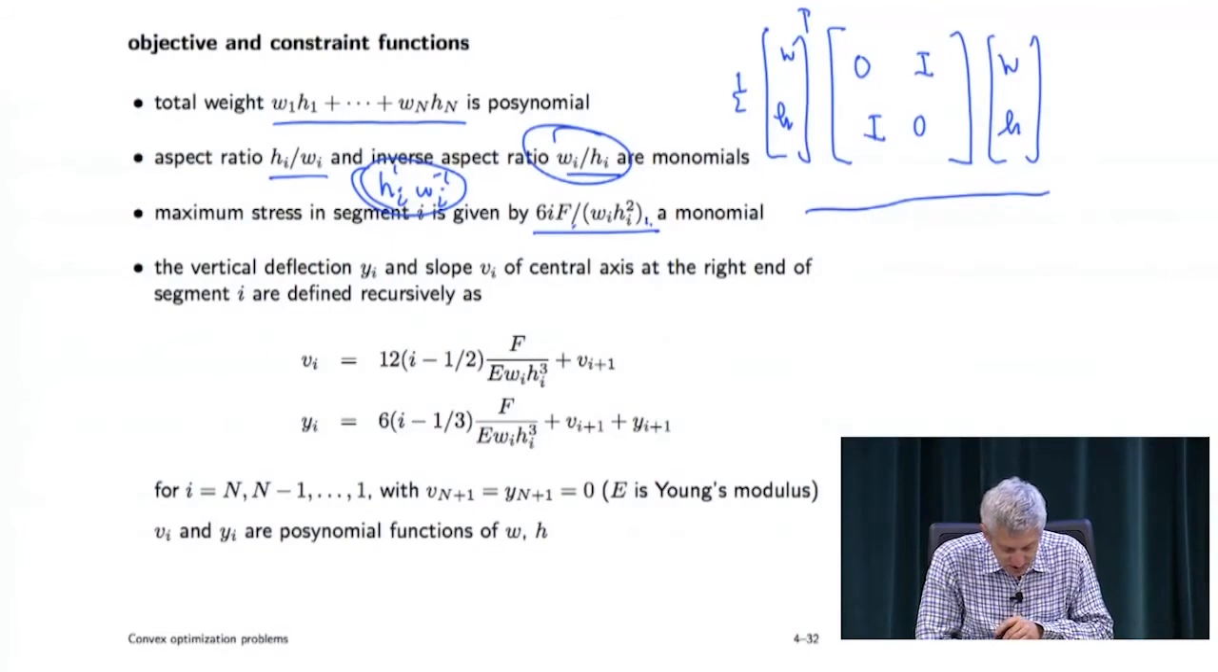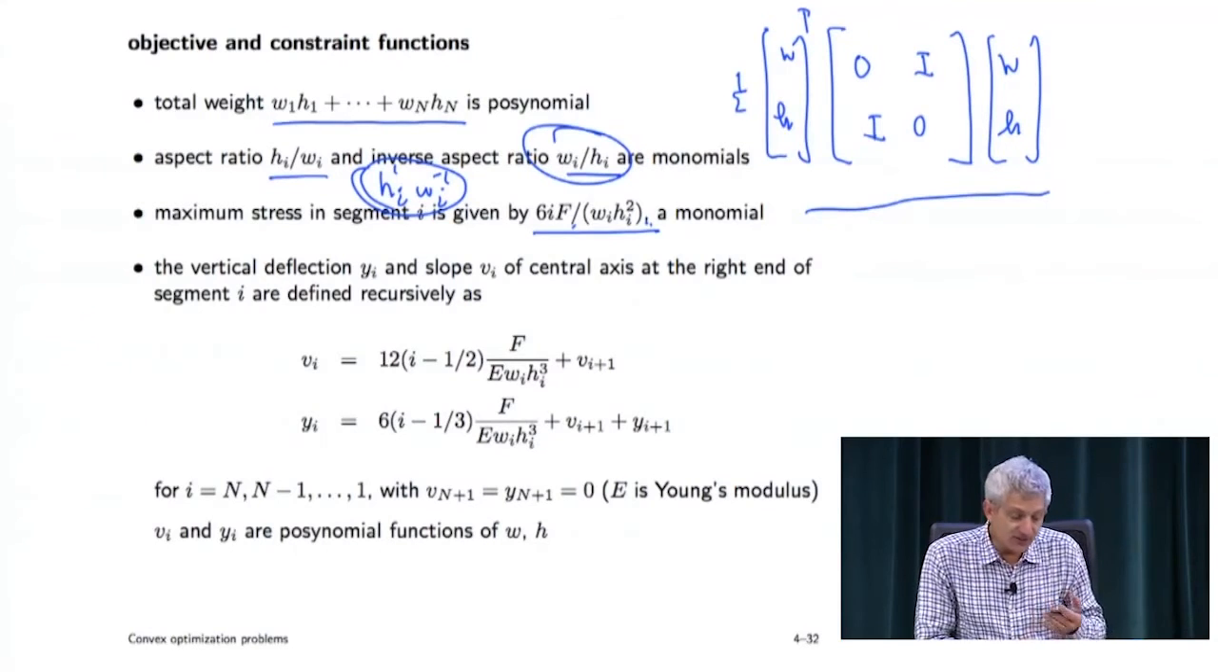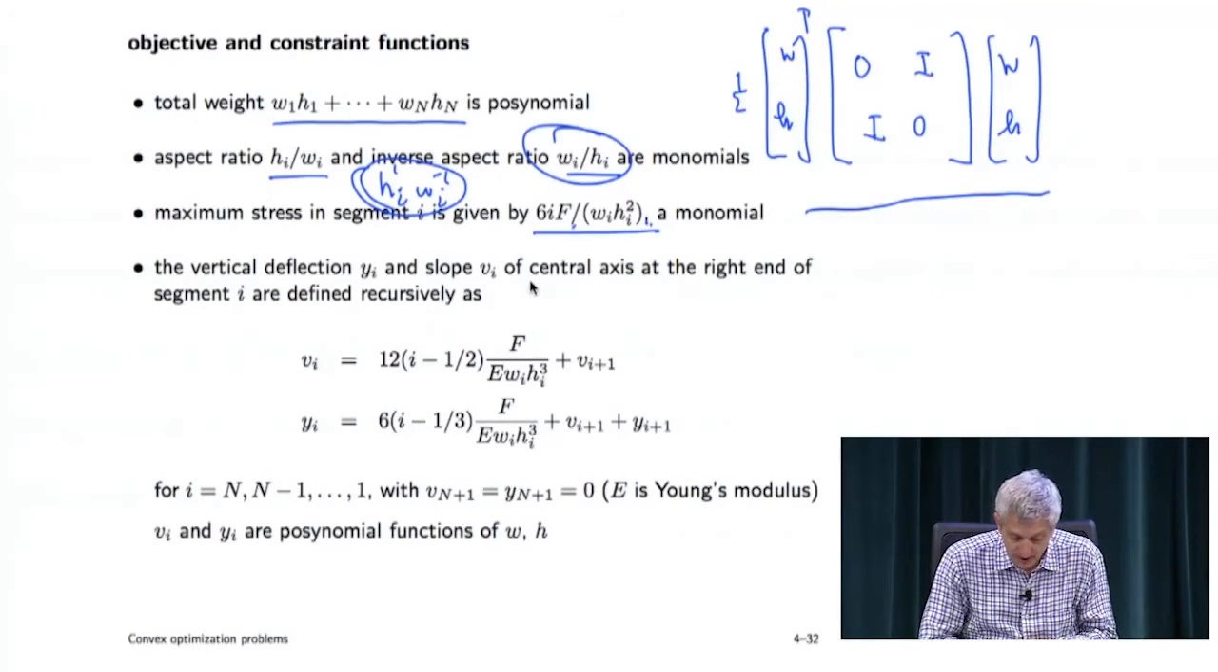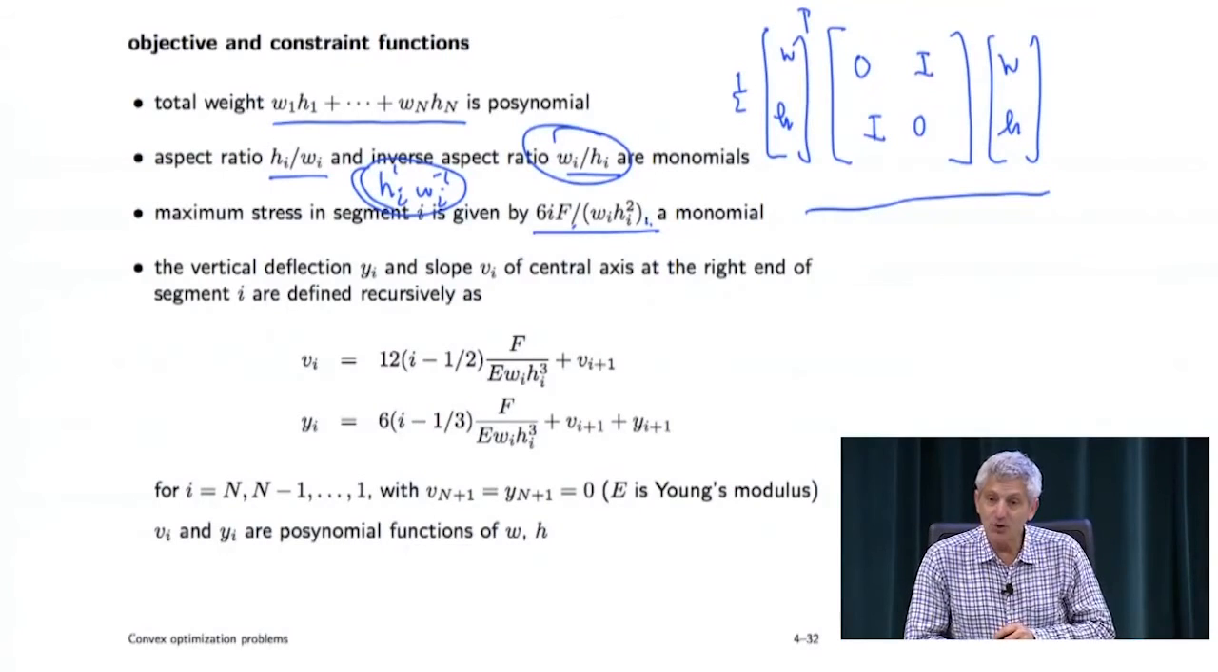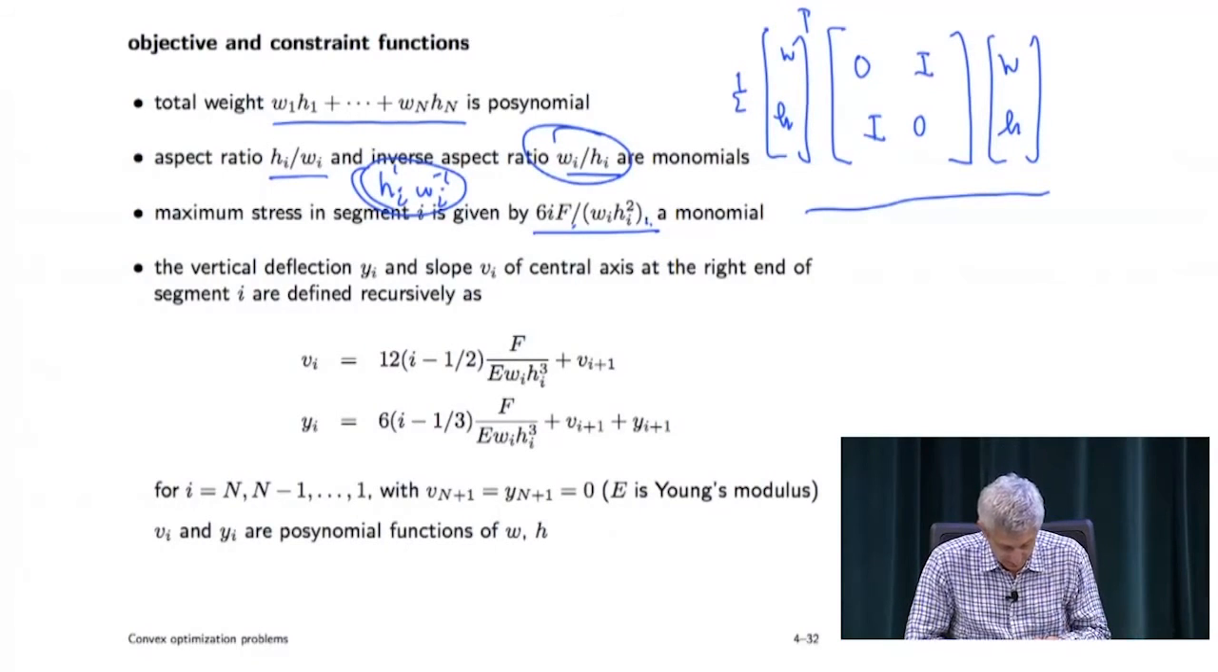Now the vertical deflection, to calculate it, you actually have to calculate the vertical deflection and the slope at each of the segments. These are done recursively, by a set of equations that work backward from the tip. It says something like this. It says vi is equal to 12 times i minus 1 times this thing.